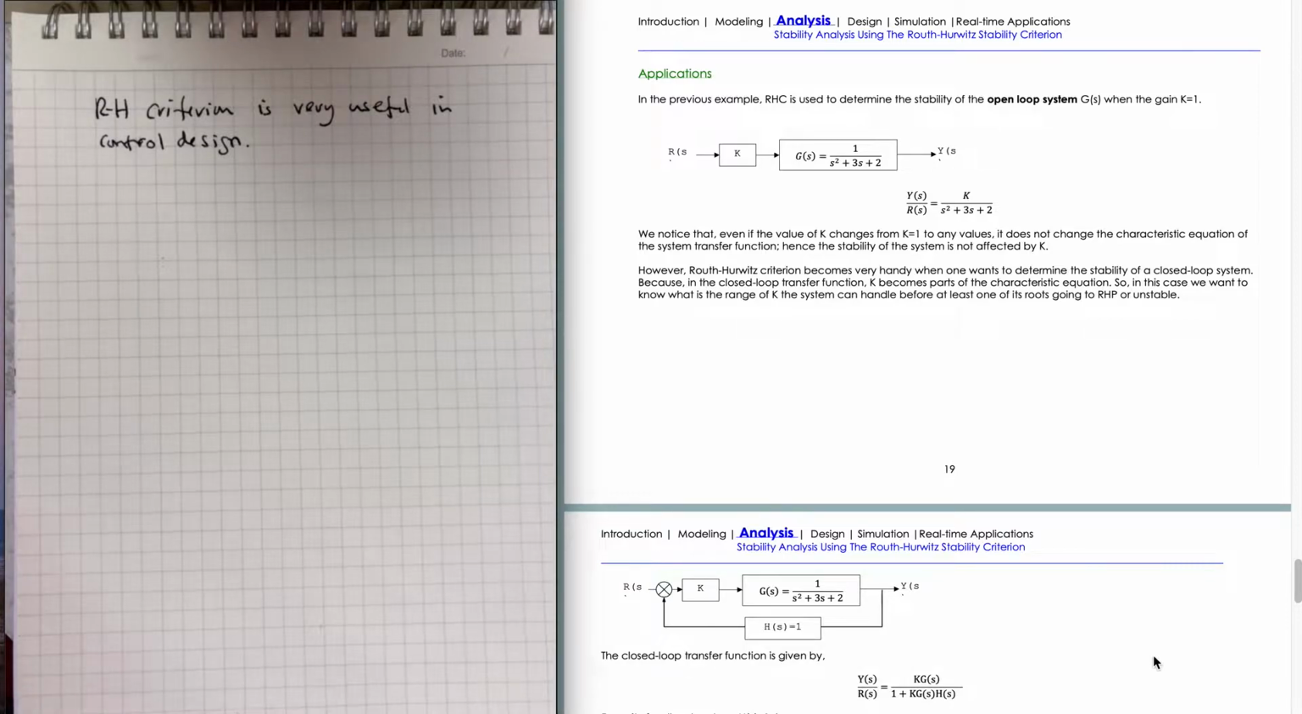Okay, now what we're going to do is we want to see what is the use of RH criterion in the design of control systems, right? Now let's look at these open loop systems, where the input is R of S, the output is Y of S, and K is the gain controller. This is our system. We find the open loop transfer function. We found that it is K over S squared plus 3S plus 2.